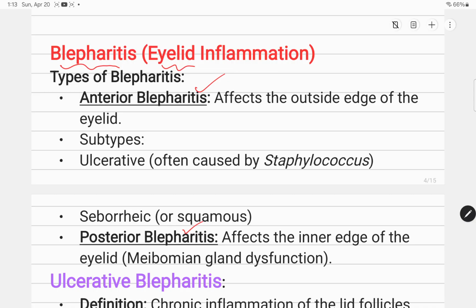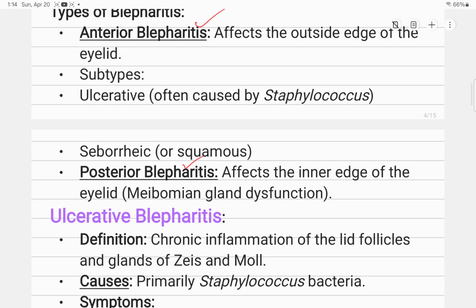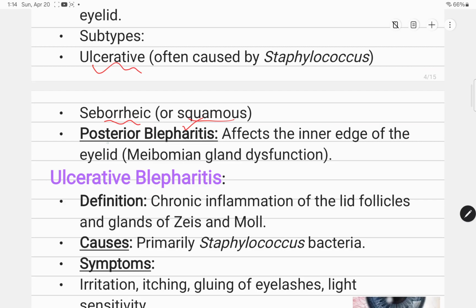As we have discussed in the anatomy, in the anterior part there are glands like the glands of Zeis and Moll, and in the posterior part there are the tarsal plate and meibomian glands. So these are divided on this basis. Anterior blepharitis has subtypes like ulcerative and seborrheic, also known as squamous. In posterior blepharitis, as I have discussed, the problem is most probably with the meibomian glands and tarsal plates.